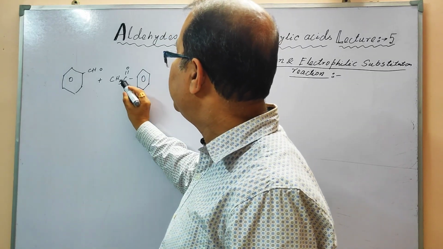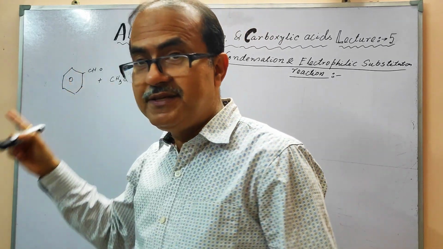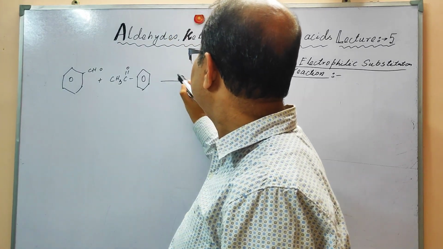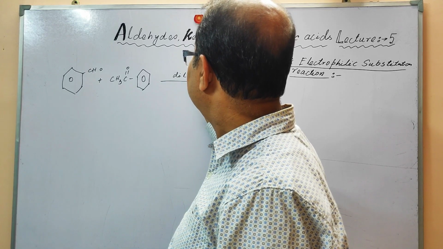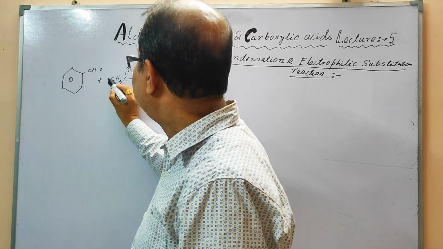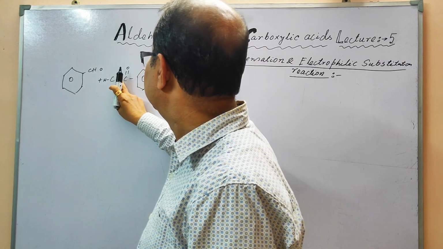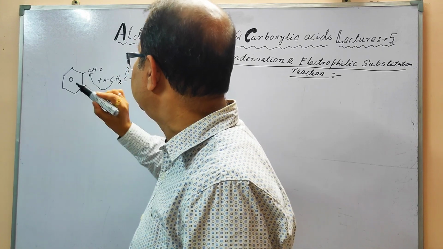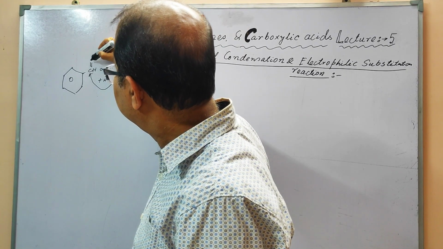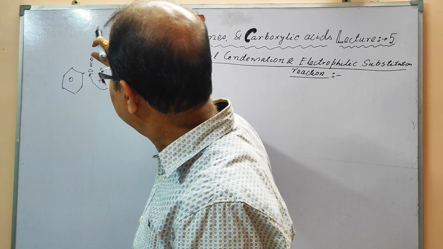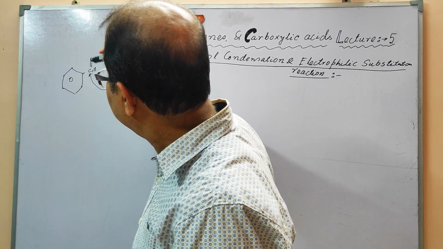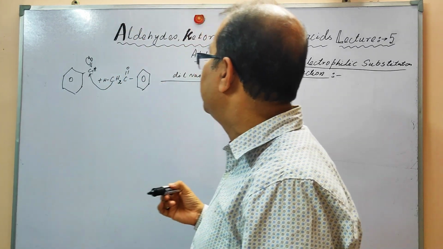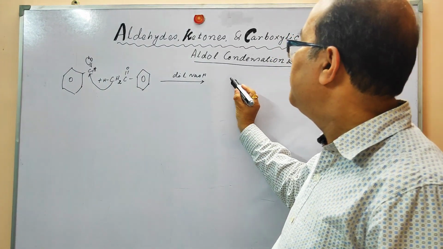Here you can see this is the alpha hydrogen, but benzaldehyde does not have any alpha hydrogen. But in this case, in the presence of dilute NaOH, the product will be this. Here you can see this alpha hydrogen, you can write it like this, and this will be joined to this, and this pi electron will go to the oxygen atom and it is going to produce this.